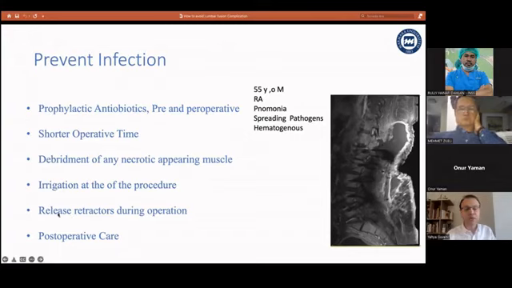Another thing is releasing retractors during the operation, which is very important. Post-operative care is also very important because it is given by the patient's family, and we tell them how to look after the patient in the first and second week after discharge.